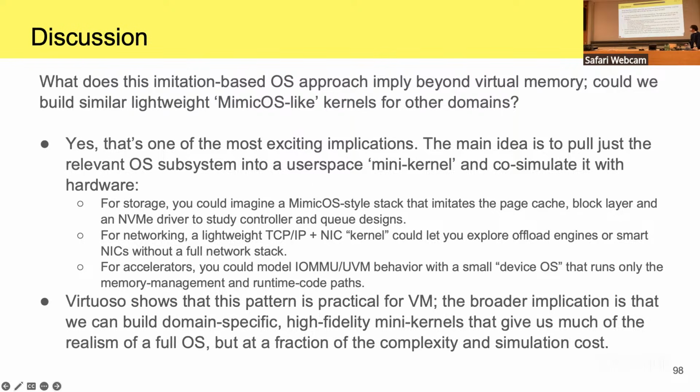Which also shows that this pattern is practical beyond VM. The broader implication is that we can build domain-specific, high-fidelity mini-kernels that give us much of the realism of a full system operating system, but at a fraction of the complexity and simulation cost.